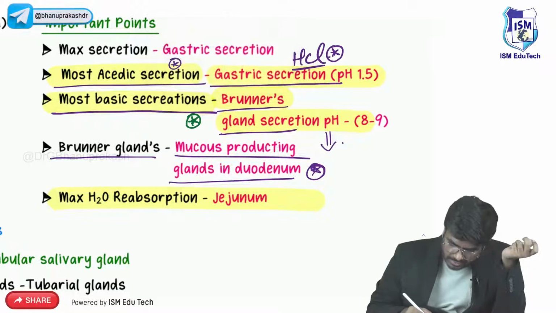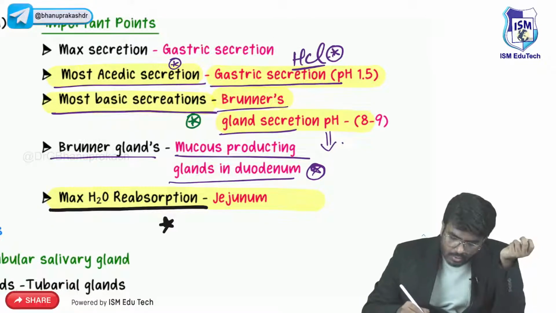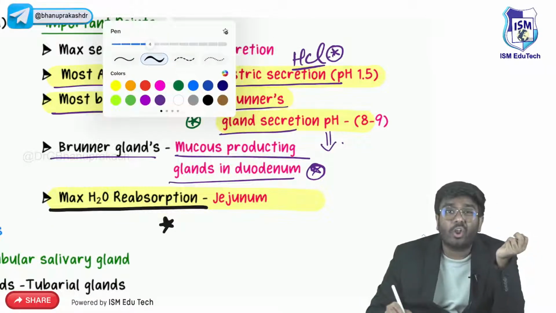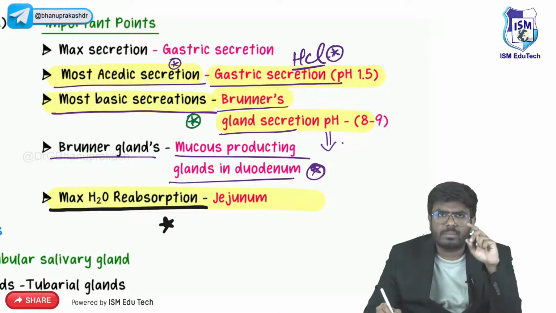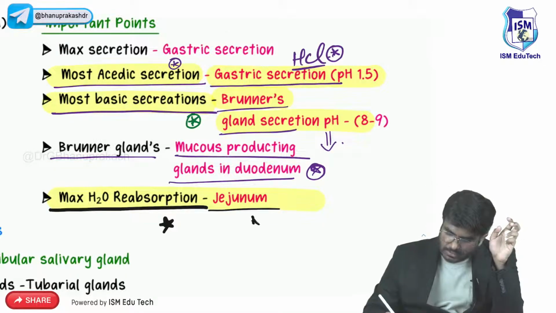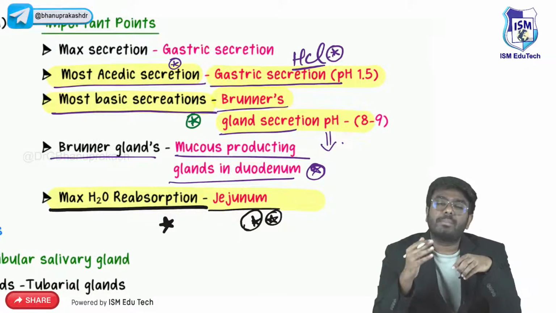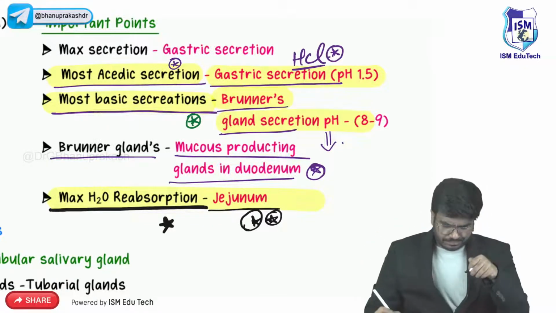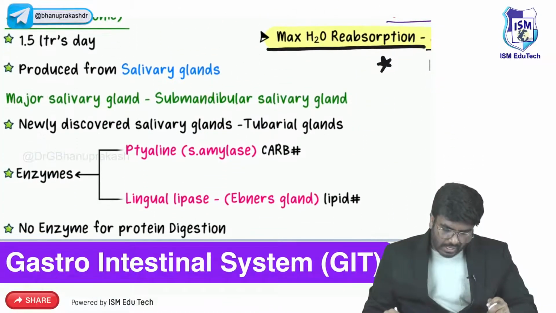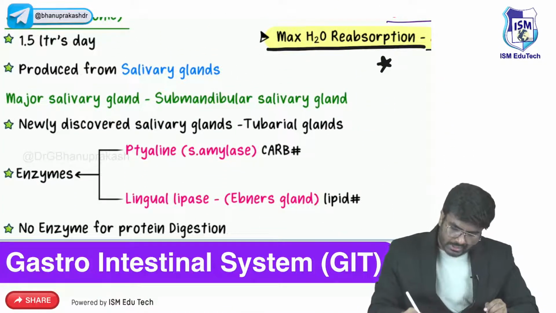The maximum water reabsorption happens in which part of the gut? Most of the students will think it's in the colon. Yes, in the colon water reabsorption happens, no doubt. But in the jejunum, maximum water reabsorption, maximum absorption, maximum digestion happens. Okay, done. After this, some important points about the salivary glands.